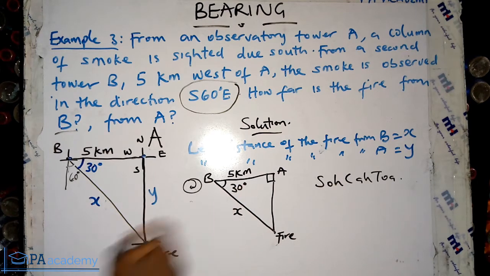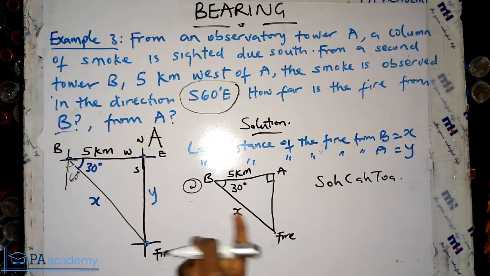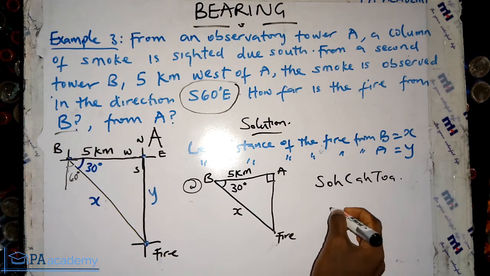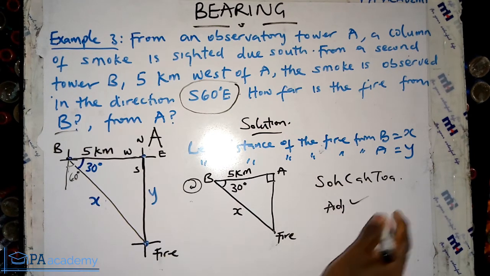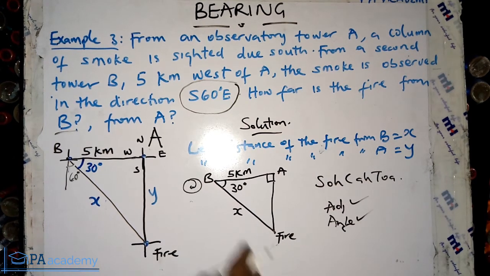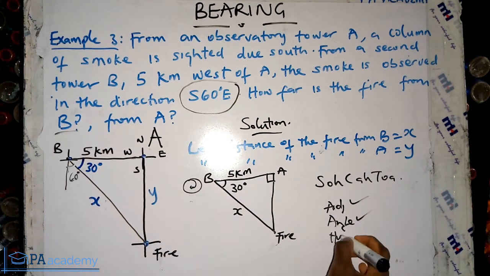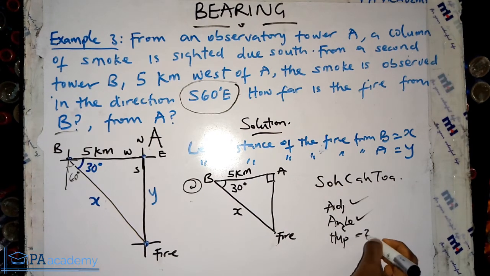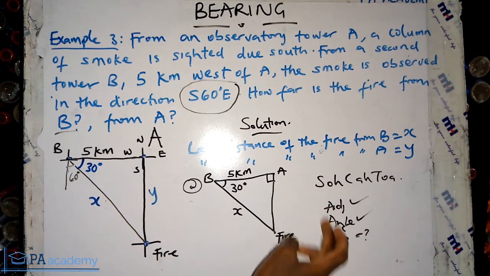So from the question, we are given the adjacent, we know the value of the adjacent. We are given an angle. And then we have the hypotenuse, which is what we are looking for. So with this, we have these three: adjacent, an angle, and the hypotenuse. So which of these do you think will work? Let's look at it one after the other.